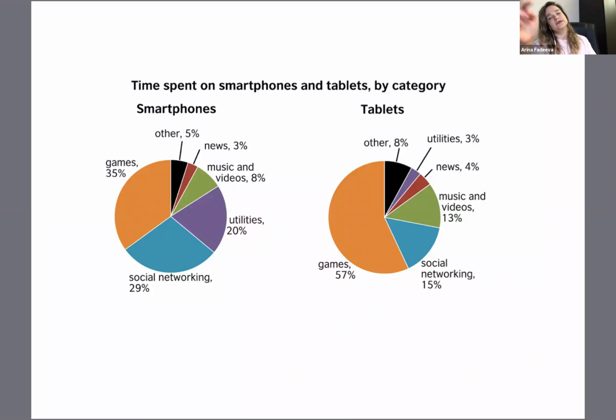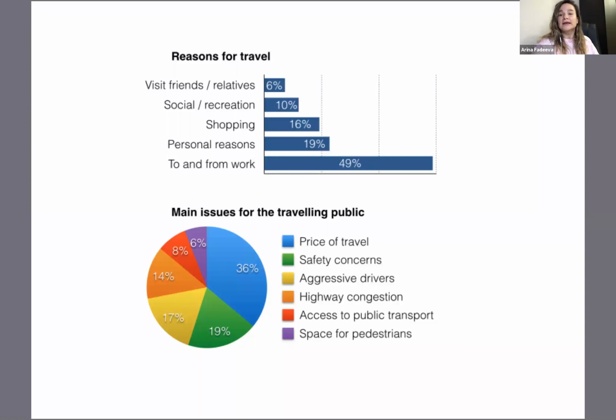Smartphones and tablets, these are pie charts. So you just compare how much time people spend on smartphones and on tablets on different categories. Again, more, less time, more popular. For example, games are more popular on tablets than on smartphones. So you just compare. It's relatively easy.